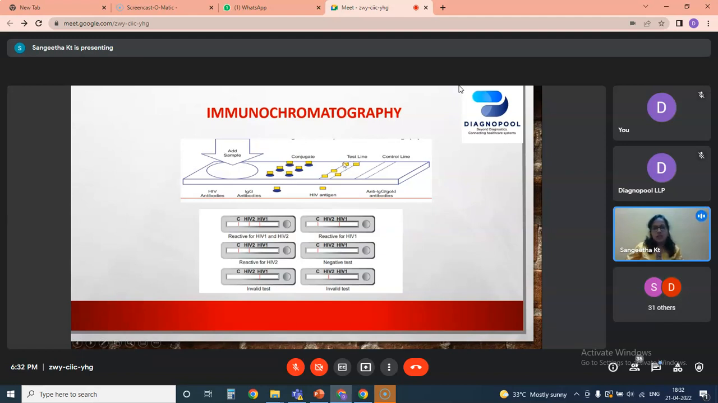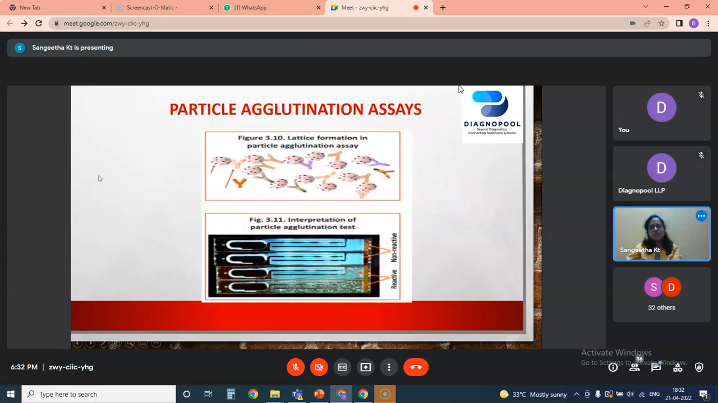So suppose if HIV 1 antibodies are present, the antibodies bind with the antigen conjugate complex, they are carried by capillary action, and then they bind here to the antigen, which is HIV 1 if it is present, or HIV 2, and they produce a burgundy colored line which you can see here. So this is a sample which is positive for HIV 2, and this is a sample which is positive for HIV 1, and always look that you need to have a control band in all the tests.